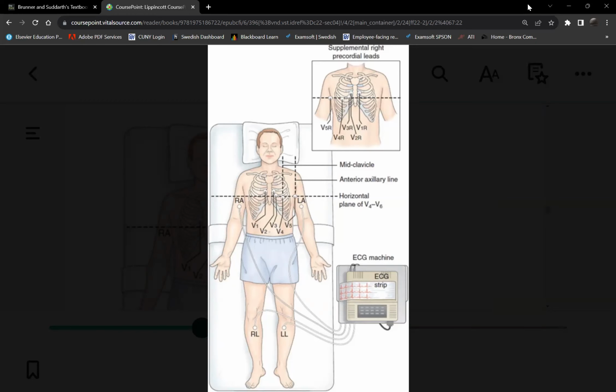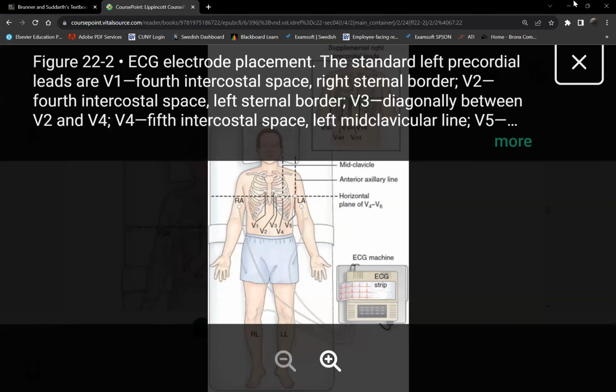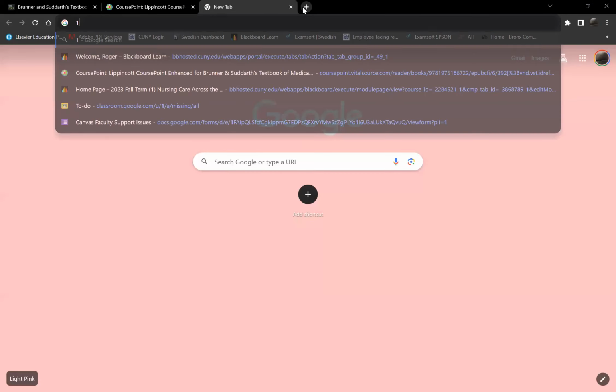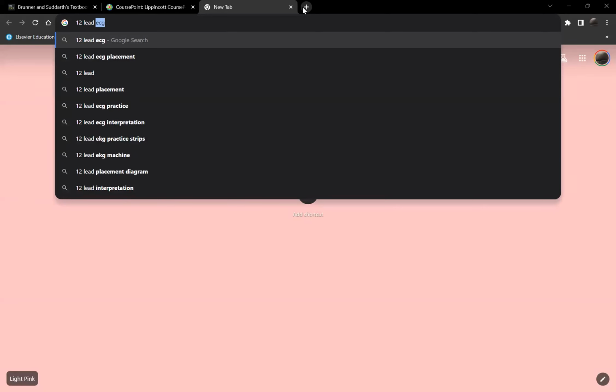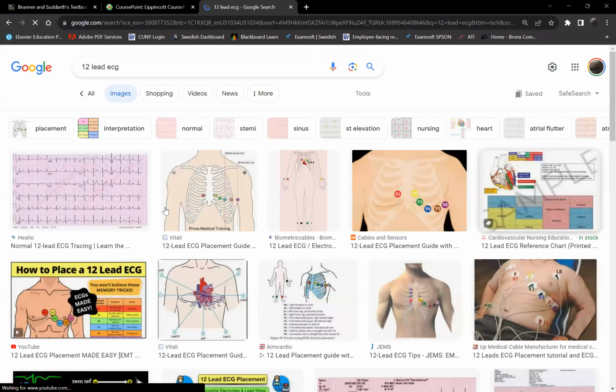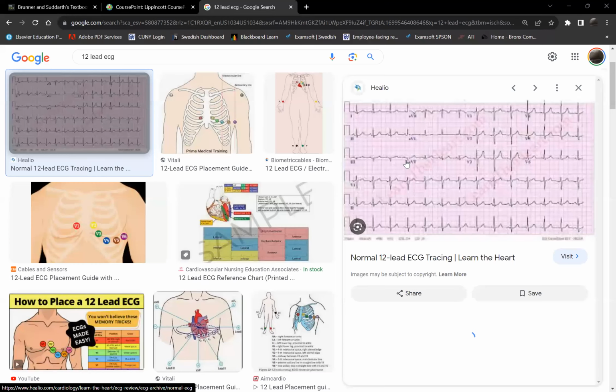When we have the portable ECG, the cardiac monitor, which only has 5 leads, that is a limited view. So the doctor will still order a 12-lead ECG. Let's look at what it will look like. So this is an example.